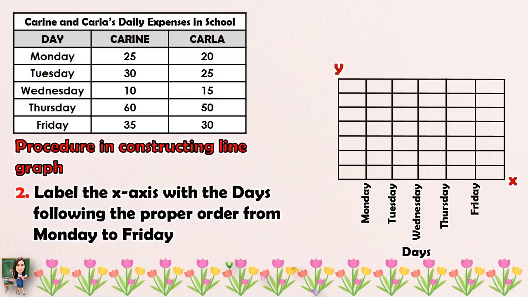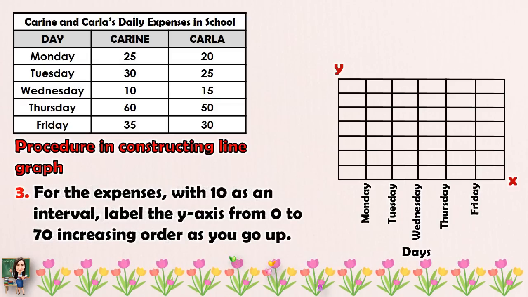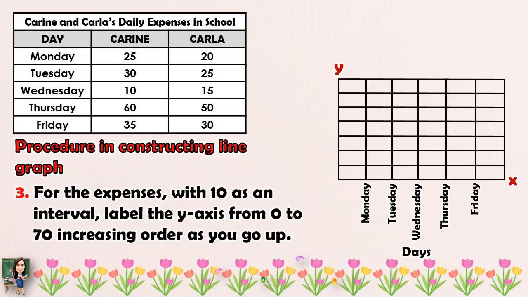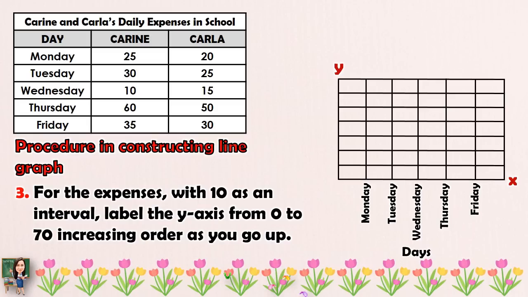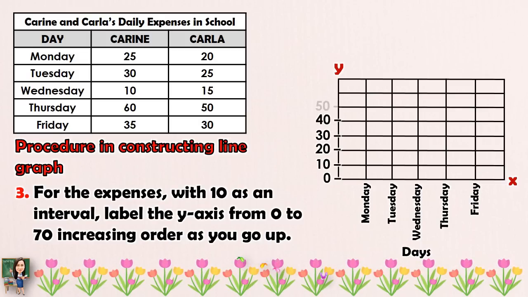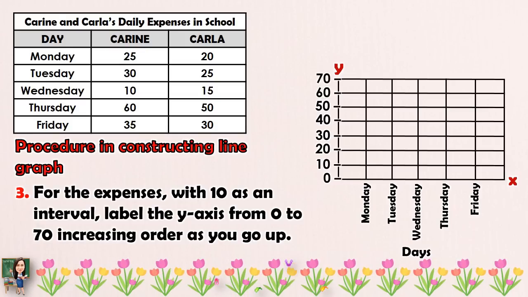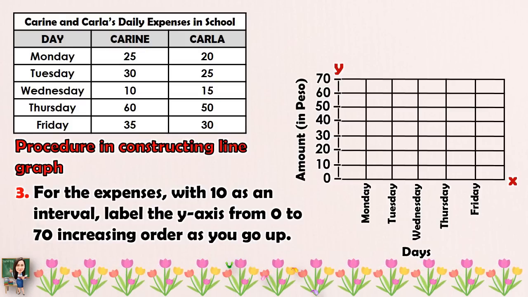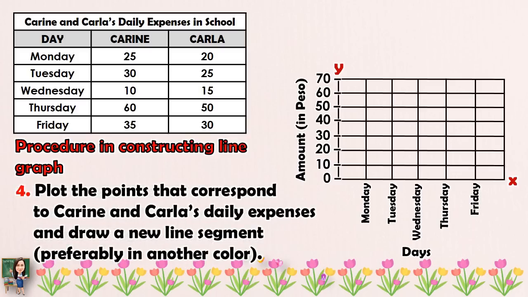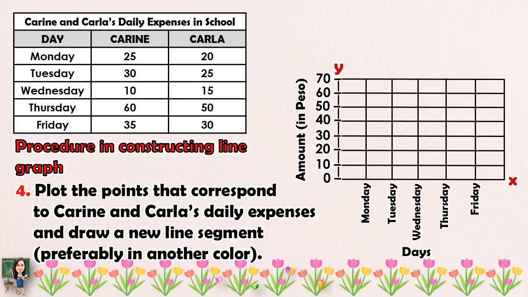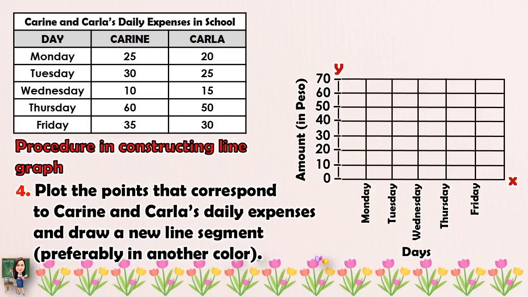These are the days. Third, for the expenses, with 10 as an interval, label the y-axis from 0 to 70 in increasing order as you go up. 0, 10, 20, 30, 40, 50, 60, 70. Amount in peso. Then fourth, plot the points that correspond to Karine and Carla's daily expenses and draw a new line segment, preferably in another color.